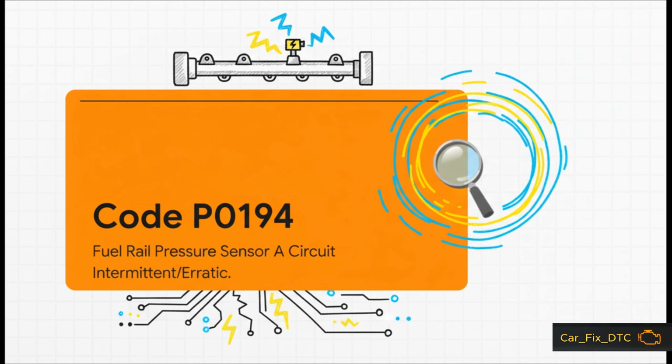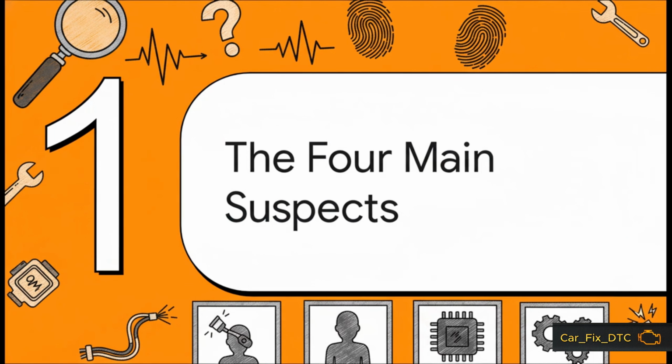Well, P0194 stands for Fuel Rail Pressure Sensor A Circuit intermittent/erratic. That's a mouthful, I know, but basically it just means your car's main computer is getting some really confusing or inconsistent signals from the fuel rail pressure sensor. It's like a bad phone connection. To get to the bottom of this, we're going to have to play detective. We've got 4 main suspects, 4 potential reasons this code is showing up, and we're going to investigate each one to find the real root of the problem.